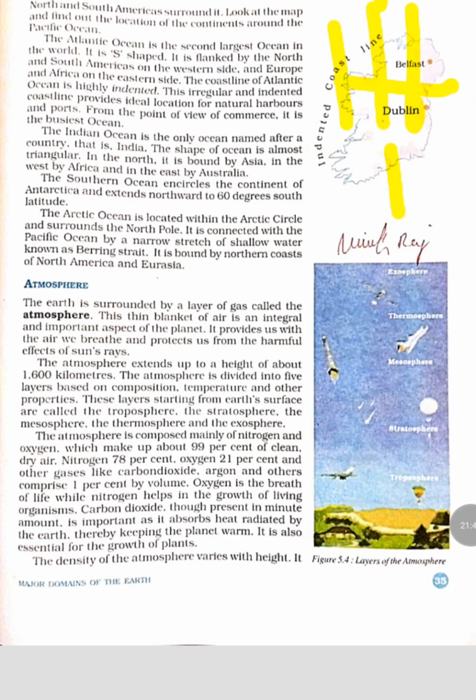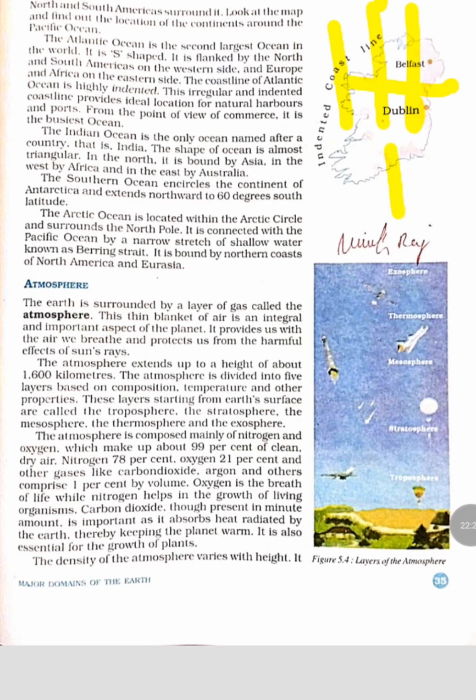The coastline of the Atlantic Ocean is highly indented. Indented means uneven. This irregular and indented coastline provides ideal locations for natural harbours. From the point of view of trade, it constitutes the busiest ocean. You know why it is the busiest ocean: because of the huge movement of boats and ships which carry naval ships as well as business ships, present mainly in this Atlantic Ocean, because of the availability of water and the major hub.